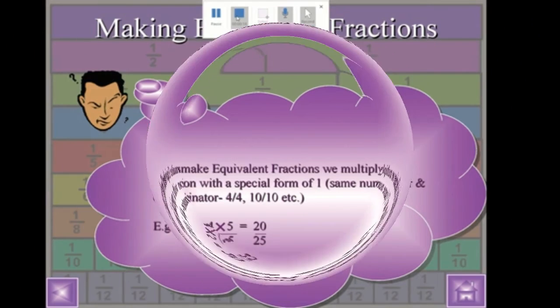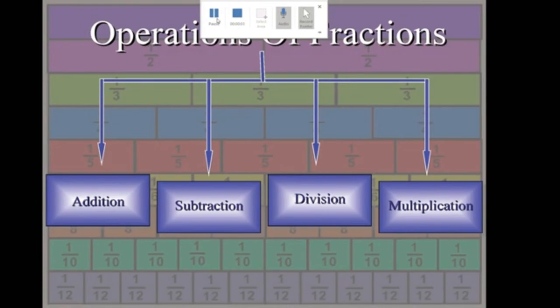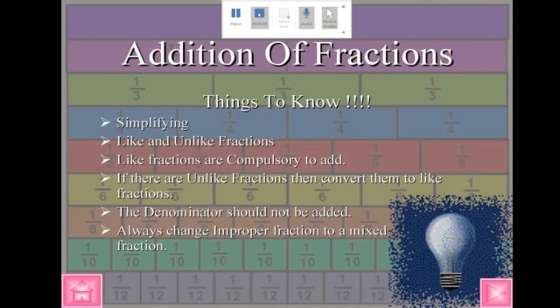Operations of fractions: addition, subtraction, division, multiplication. Addition of fractions: like and unlike fractions. Like fractions are compulsory to add. If there are unlike fractions, then convert them to like fractions. The denominators should not be added. Always change an improper fraction to a mixed fraction.